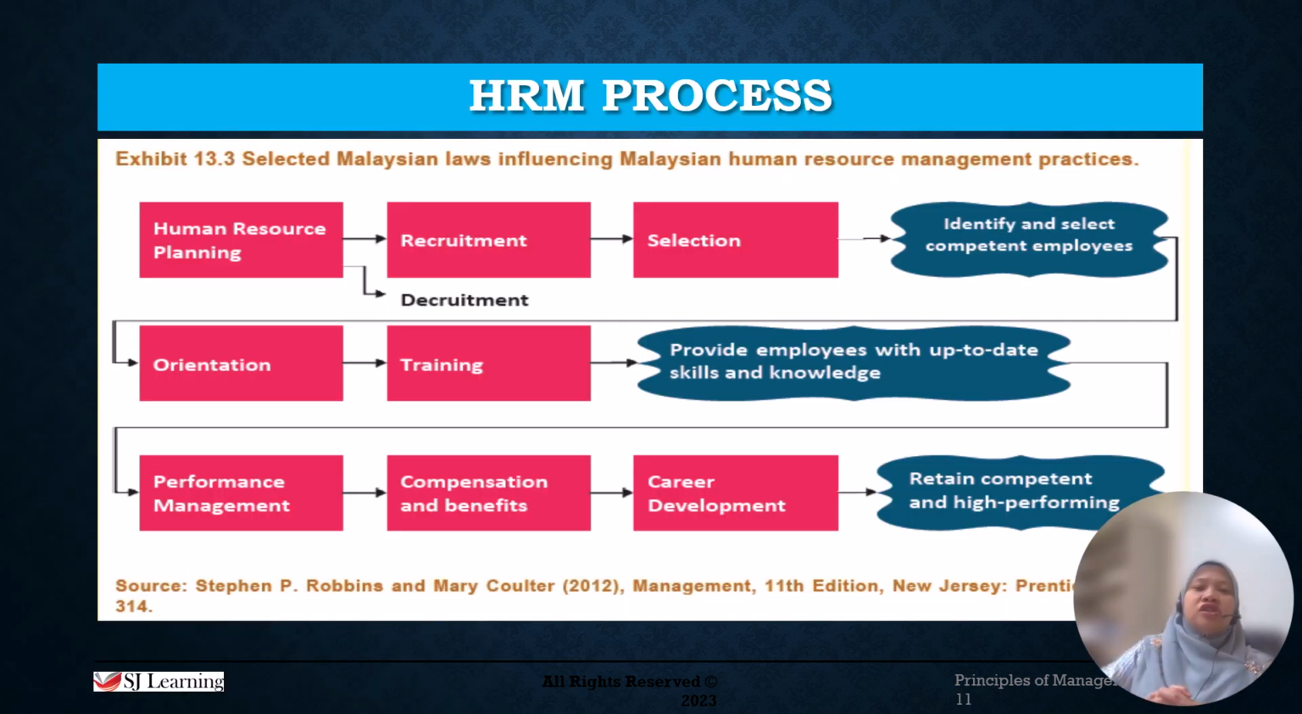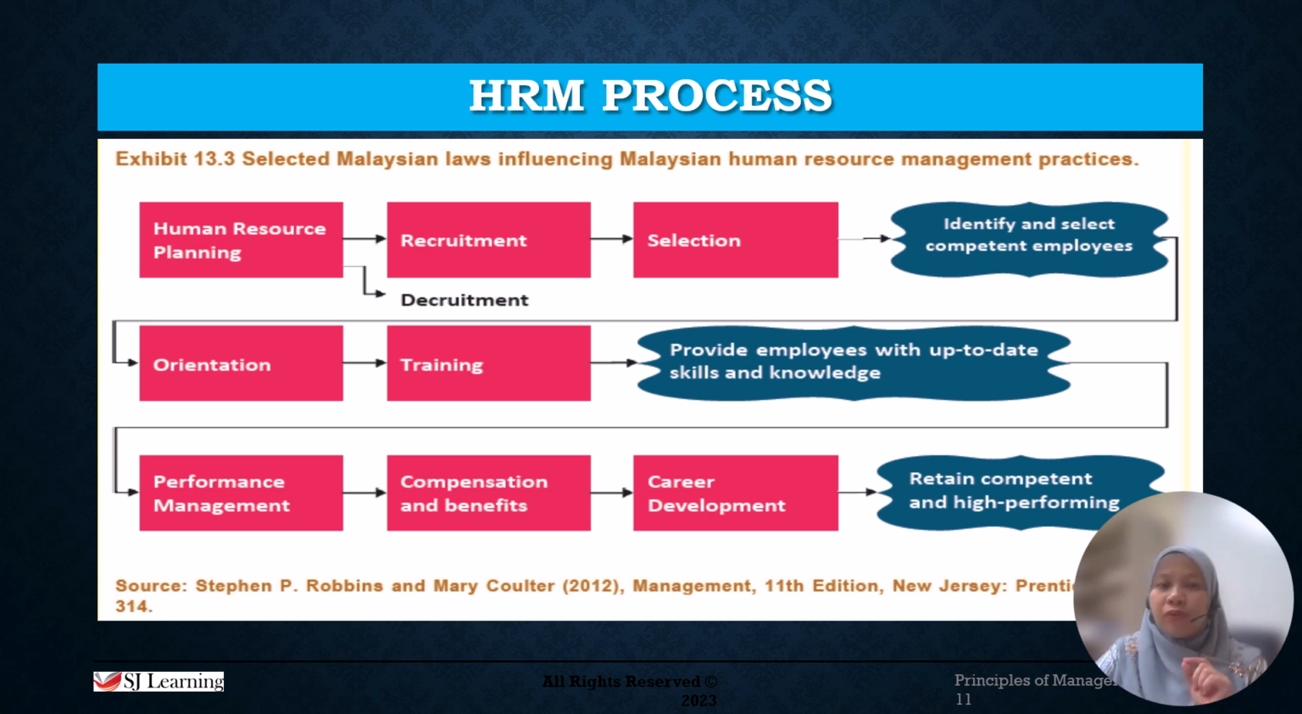So we move to the HRM process. There are a few processes and a flow of the process of HRM. It starts with human resource planning and then refers to recruitment. If it fails to do so, it will lead to de-recruitment. And from recruitment, it will go to selection. Selection is the process where the organization will identify and select competent employees that will enter the organization as employees, and then from that it will lead to orientation and also training.